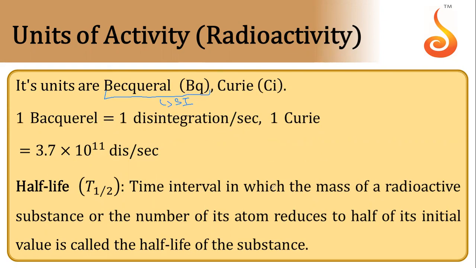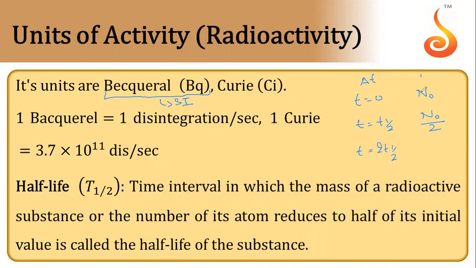Next is half-life. It is the time interval in which the mass of a radioactive substance or the number of atoms is reduced to half of its initial value. Let's say initially at time t equals 0, the number of nuclei present in the sample was N naught. When time becomes 1 half-life, the number of nuclei present in the sample will become N naught by 2. Next, if time becomes twice the half-life.